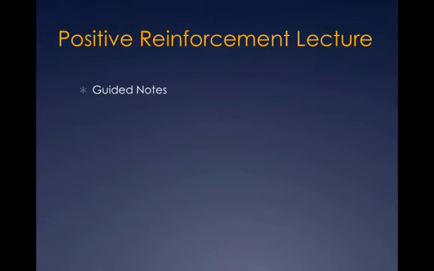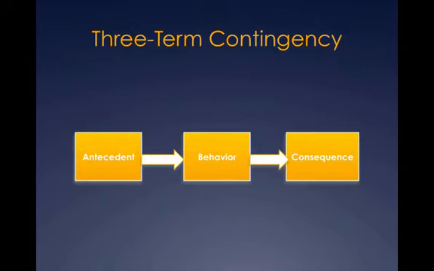This lecture focuses on positive reinforcement. So far, we've talked a lot about the three-term contingency, being the antecedent, the behavior, and the consequence. And if you remember, the antecedent comes directly before the behavior and is said to elicit the behavior, or to give occasion for that behavior to occur. After every behavior is a consequence. The consequence will determine whether or not the behavior will occur again in the future.